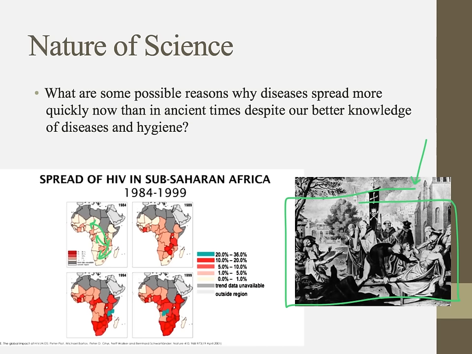While knowing more about them and having better hygiene and personal habits certainly helps, the fact that we're such a global society now is a big problem for anybody who's working on trying to stem the transmission of these diseases. And that'll do it for Chapter 6.3 on the immune system.